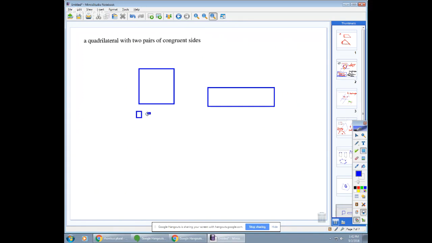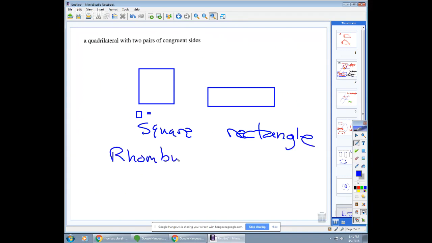So we've got square, rectangle, a rhombus, what else? Parallelogram, something like that. Anything else? You can't have a parallelogram without having two pairs of congruent sides, because the parallel lines cut each other, so you're always going to have two pairs of congruent sides.